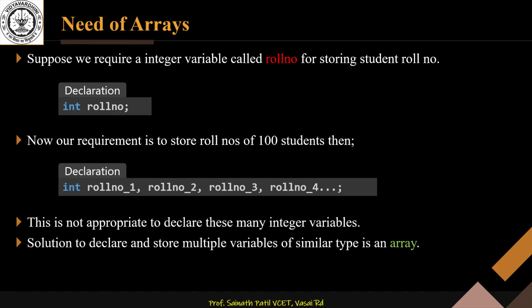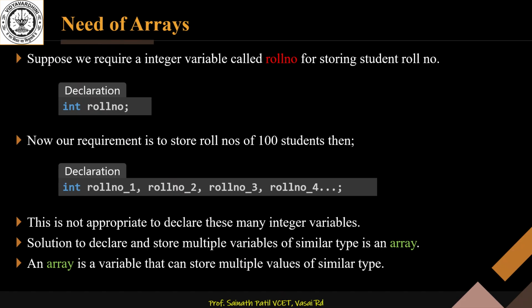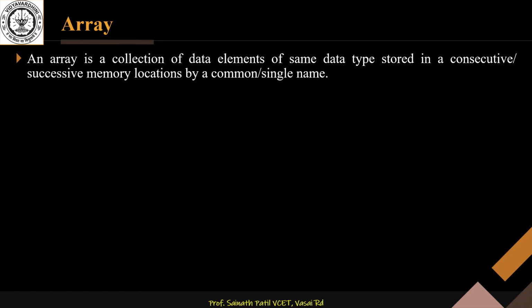So the solution is to declare and store these multiple variables of similar data type under a common name called an array. Array is one of the secondary data types. An array is a variable that can store multiple values of similar data types. The correct definition of an array is: an array is a collection of data elements of the same data type stored in consecutive or successive memory locations by a common or single name.